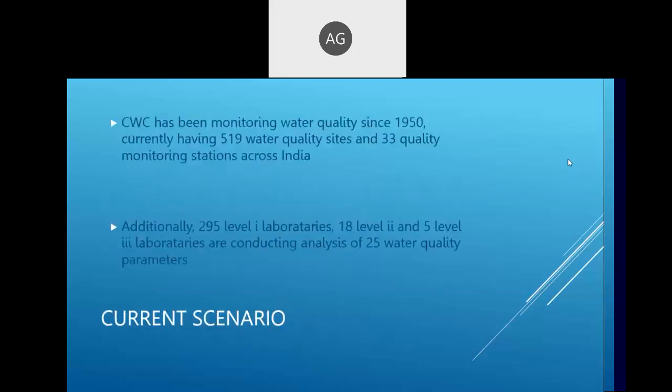So what is the current scenario of water quality? The Central Water Commission has been monitoring water quality since 1950. They have 519 water quality sites at present, 33 water quality monitoring stations across India. Additionally, there are 295 level 1 laboratories, 18 level 2 and 5 level 3 laboratories, which are conducting analysis of 25 water quality parameters.